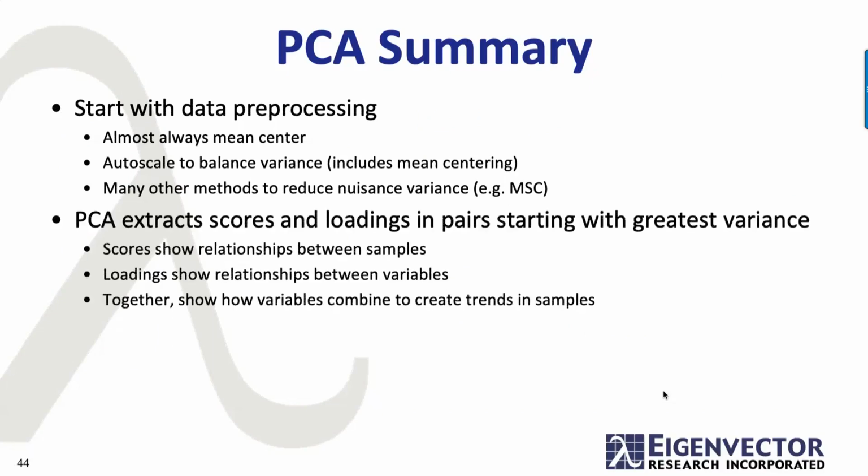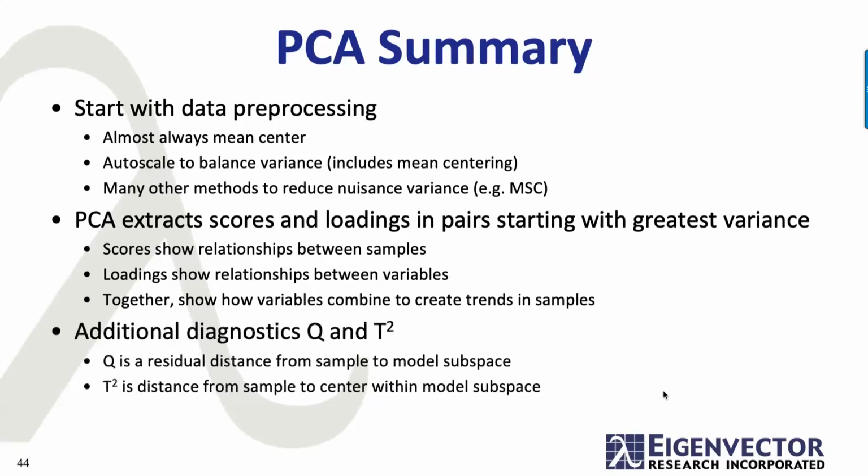PCA extracts scores and loadings in pairs, starting with the greatest variation. Scores show you relationships between your samples. Loadings show you relationships between your variables, and together they show how your variables combine to create the trends that you see in the samples. Additional diagnostics are Q and T squared, and those are important.